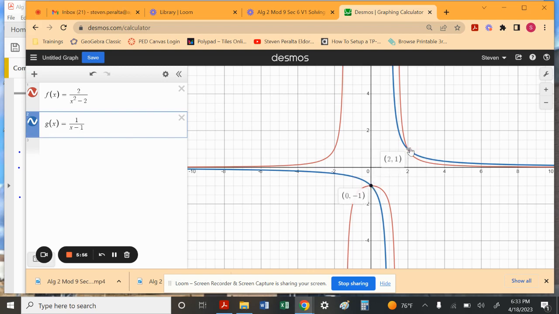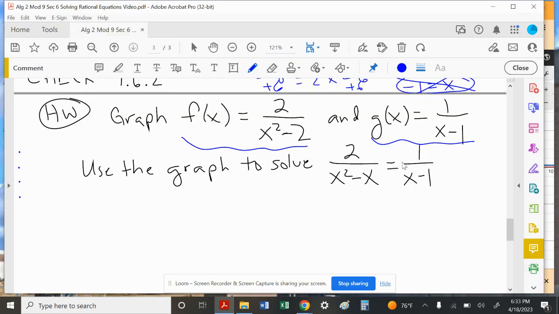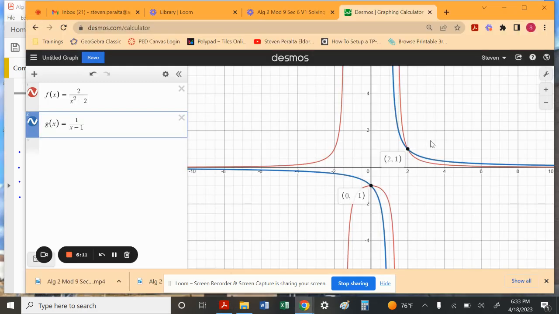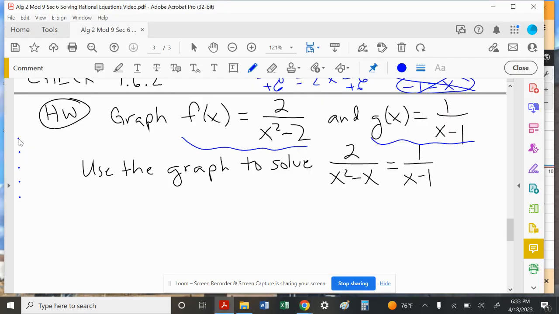So we're going to mark where they cross. And then you'll notice that the equation says we are solving this equation. So what are we solving for? We're solving for x. So we're going to figure out the x value of each of these. So notice that x equals 2 and x equals 0. I erased it when I went over it. So x equals 2 based on the graph.